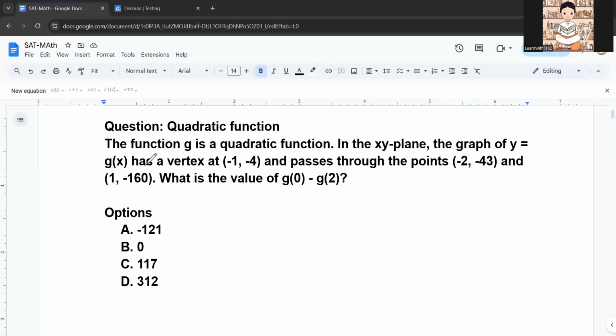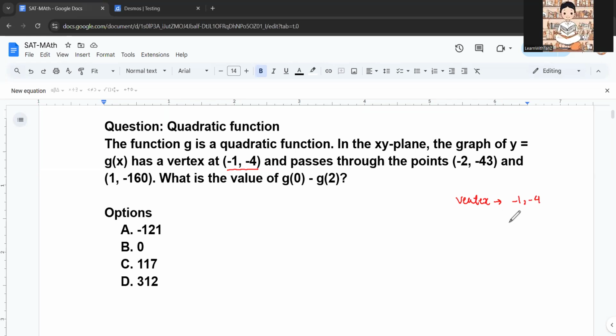Hi everyone. Here we have a question on quadratic functions. The question says the function g is a quadratic function in the xy plane. The graph of y equals g of x has a vertex at -1, -4, and passes through the points -2, -43, and 1, -160. What is the value of g of 0 minus g of 2?